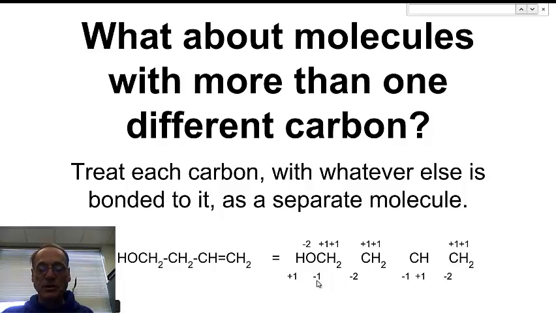So notice the oxidation numbers. In this case, the carbon's a -1. In this case, it's a -2. In this case, it's a -1. And in this case, it's a -2. So different carbons in the same molecule can have different oxidation numbers.